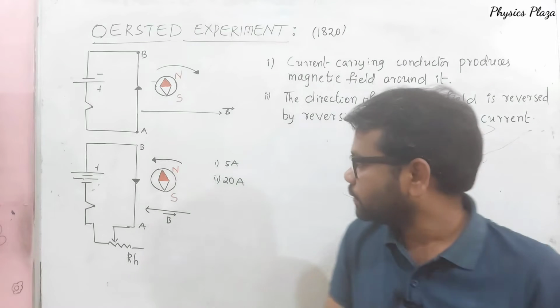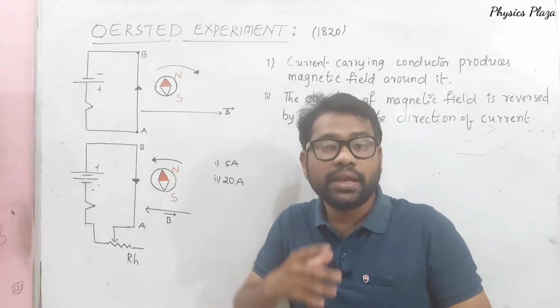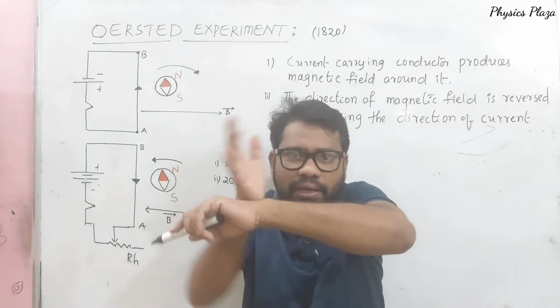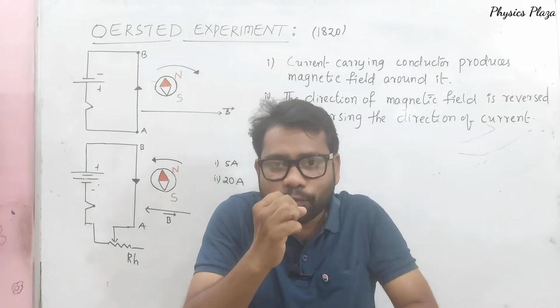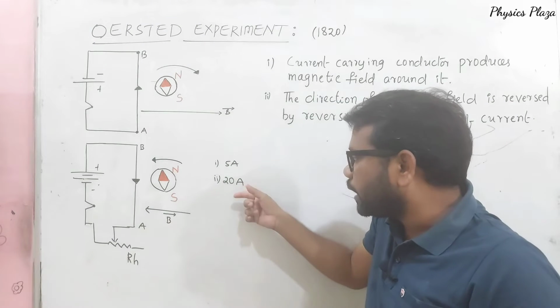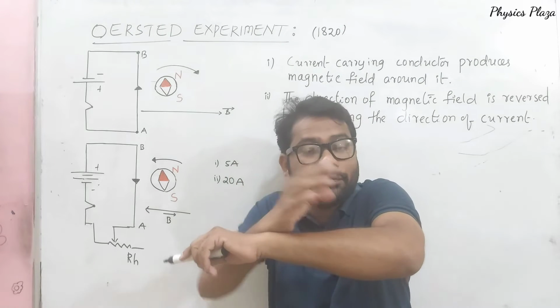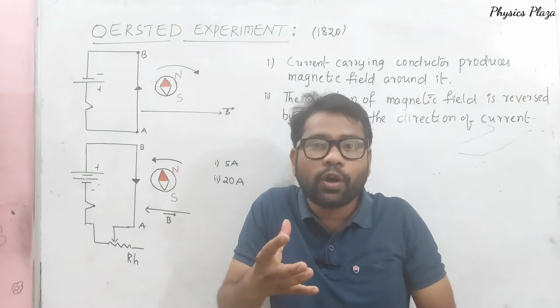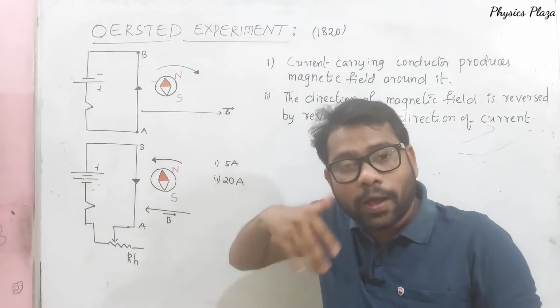Whereas when we increase the current to 20 amperes, then we notice that the magnet gets deflected in a very fast manner. Which means, children, when we increase the current, the deflections are becoming faster. Which means the magnetic field around the current carrying conductor is also increasing.